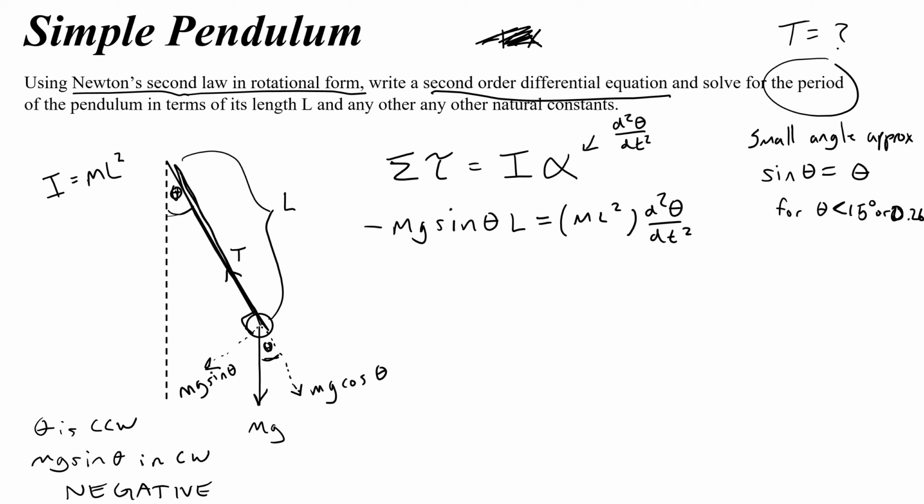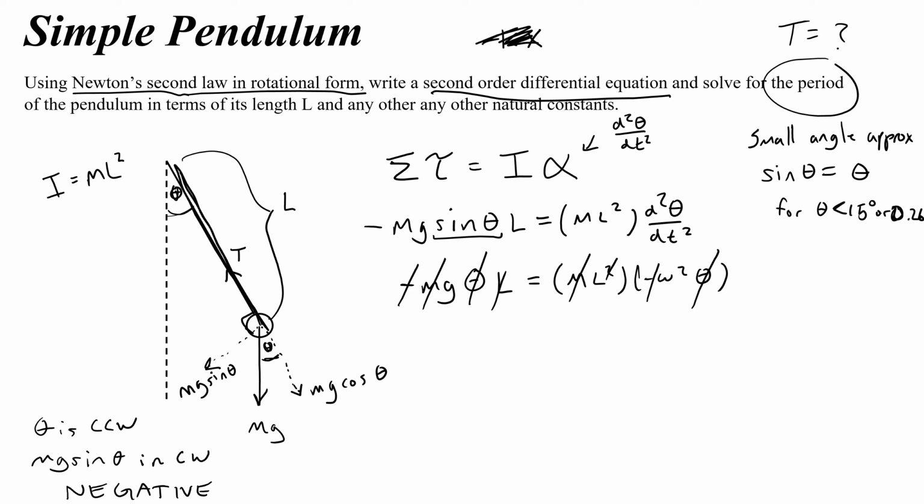So what that means is my sine theta here, I can just rewrite as theta. Negative mg theta times L. And this second derivative here, I can replace with the key defining equation for simple harmonic motion, which is negative omega squared times theta. Now, doing this, I can get rid of m, I can get rid of the negative, I can get rid of theta, which is crazy, and I can get rid of one of these L's. What I'm left with is g equals L times omega squared. And if I solve for the angular frequency, I'll get that omega is the square root of G over L.